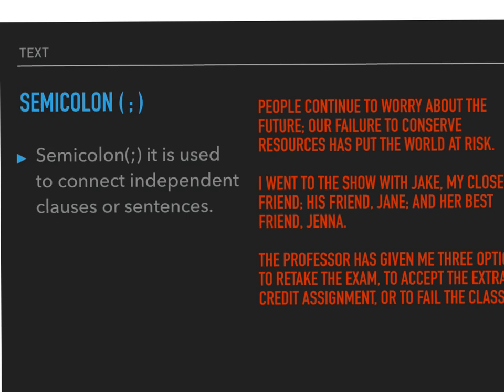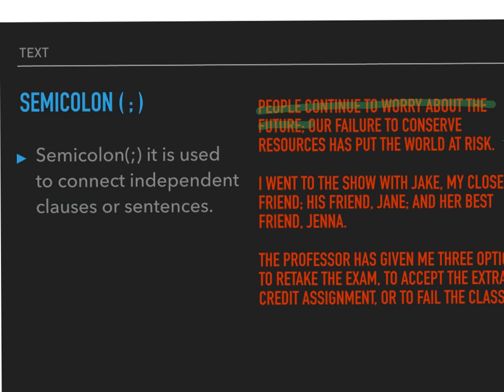What do you mean by independent clause and dependent clause, or independent sentence and dependent sentence? That means if I just use the first part of the sentence, people continue to worry about the future, independently, without the other part of the sentence, the communication is complete. You do not get any confusion or any question in your head about what I'm talking about, because this sentence can stand on its own. Similarly, if I simply say or write, our failure to conserve resources has put the world at risk, again, this sentence can deliver the information independently. I do not need any other sentence to complete the meaning. No question comes to my head after reading this part of the sentence.